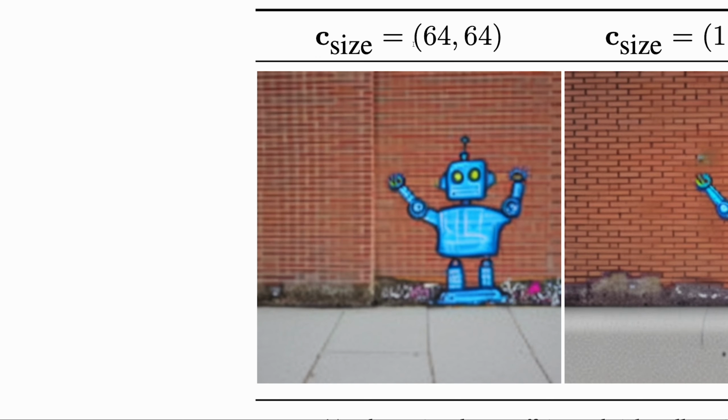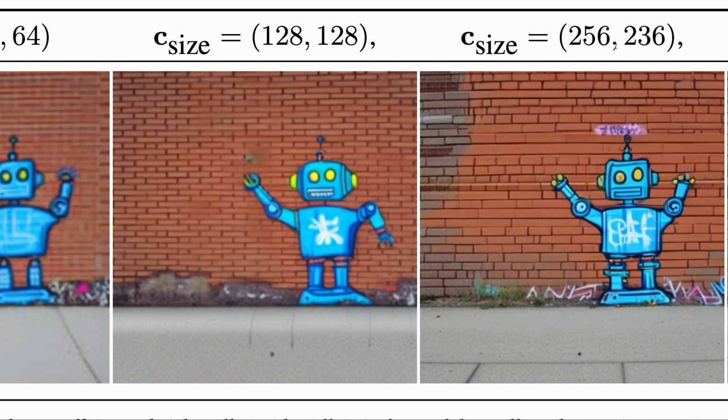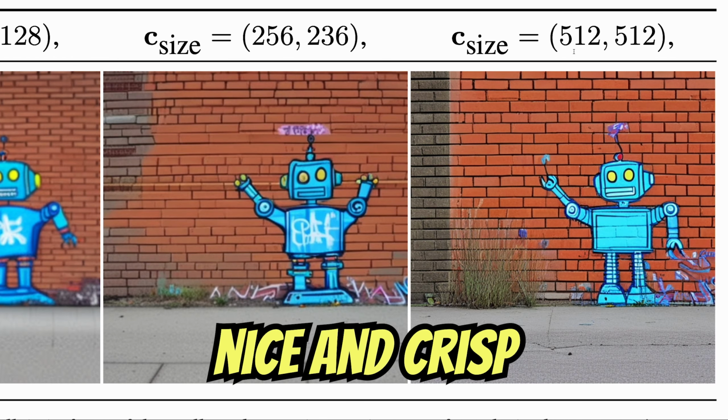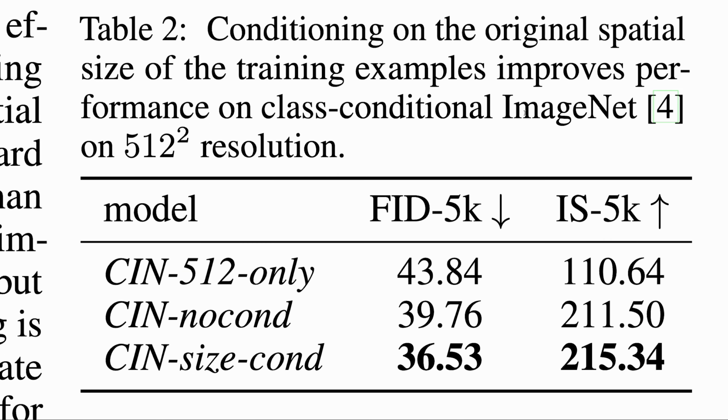If we generate 512 by 512 images and condition on an image size of 64 by 64, we get something blurry. But it gets sharper if we ask for 128 by 128, sharper again for 256 by 236. I'm going to guess this should say 256. And nice and crisp for 512 by 512. Experiments on class conditional ImageNet suggest that this size conditioning really does help performance.